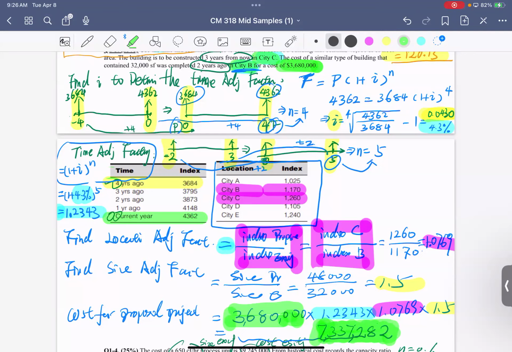So it's a round up issue. If you use the time adjustment 1.2343 and the location adjustment 1.0769, you will get the same result as me here. This one will be the final result. If you have a slightly different number, that won't be a case to take off your points. But if you have an issue getting the time, location, and size adjustments, then you won't get the full credit for that one.